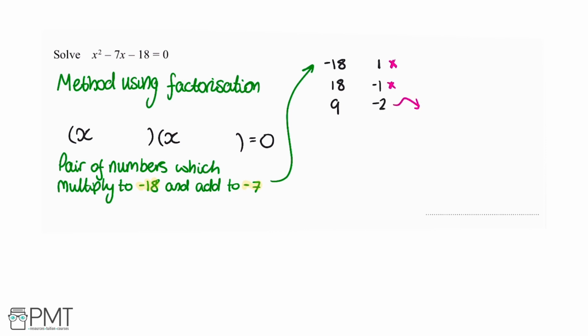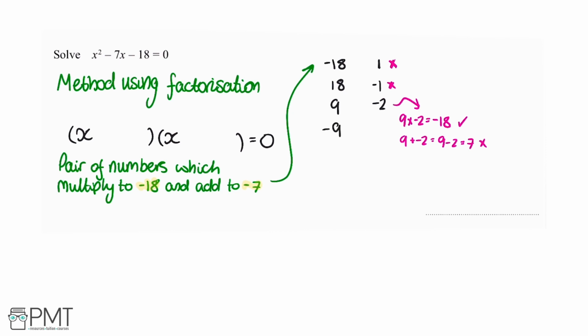However, with this one, if we do 9 multiplied by minus 2, we're going to get minus 18. So that's great, that's what we want. And 9 plus minus 2 is going to equal 9 minus 2, which equals 7. This won't work. So we can't do this because we need minus 7, not 7. So what we could try instead is the other way around.